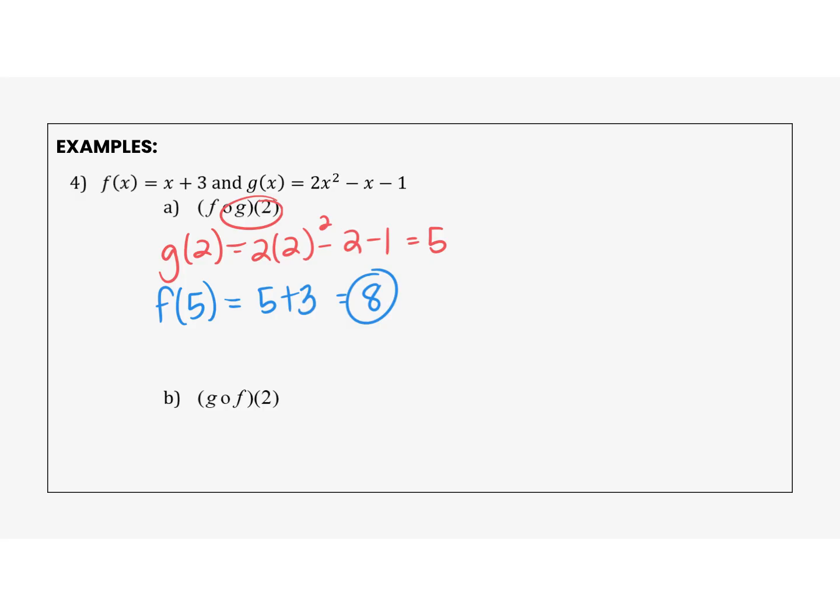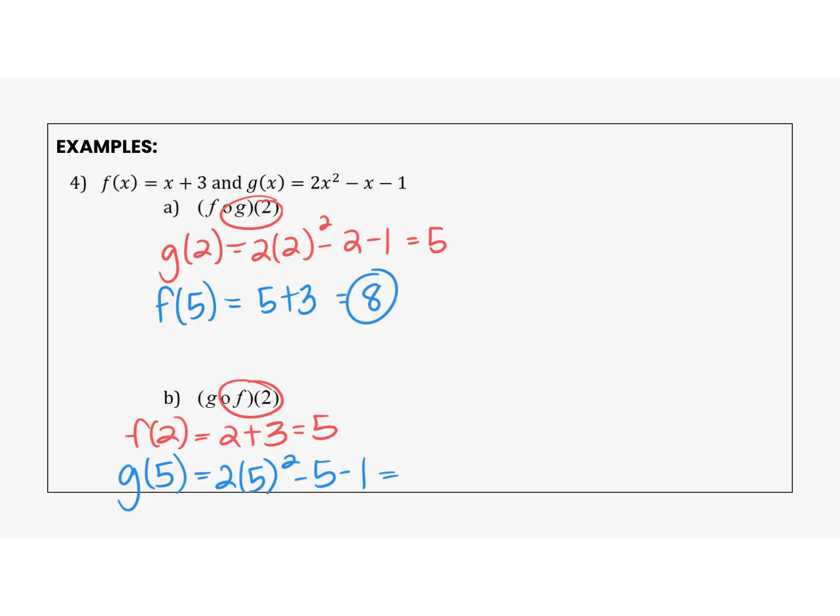So again, we're kind of working backwards. Let's look at if I do g of f of 2. So let's start by taking f of 2. So 2 plus 3 is 5. And then I'm going to take g of 5. So I get 2 times 5 squared minus 5 minus 1. 5 squared is 25 times 2 is 50. 50 minus 5 is 45. Minus 1 is 44.